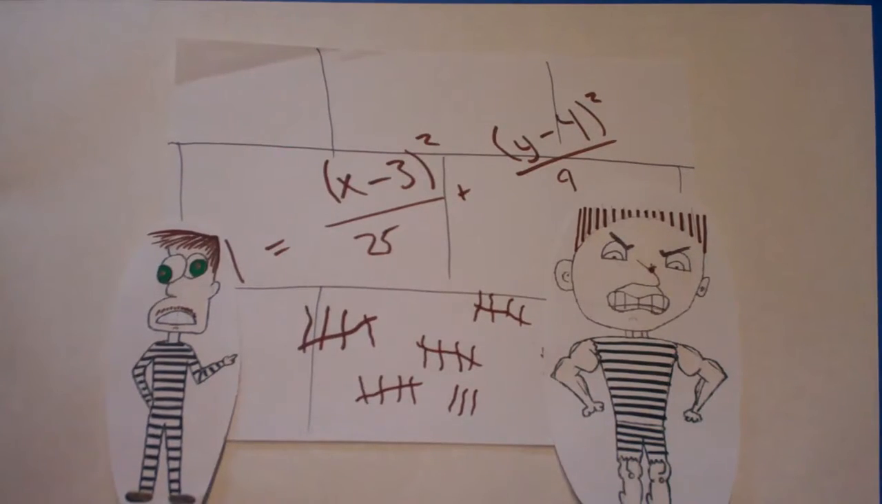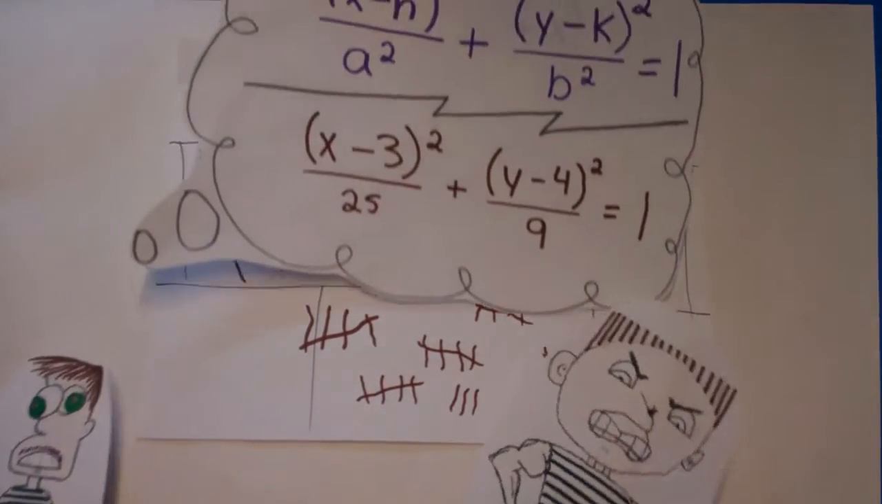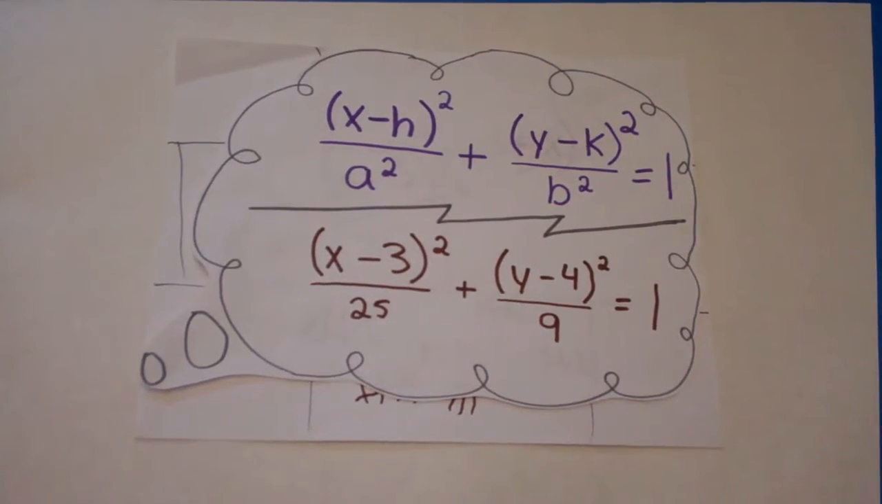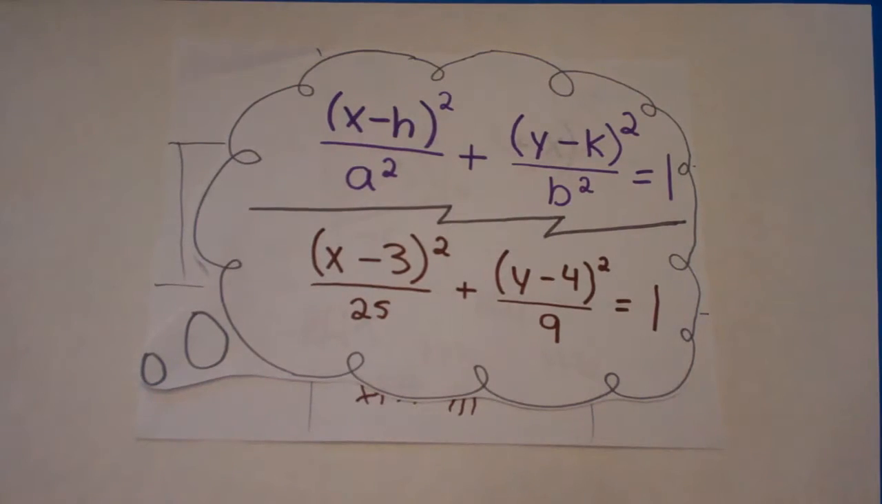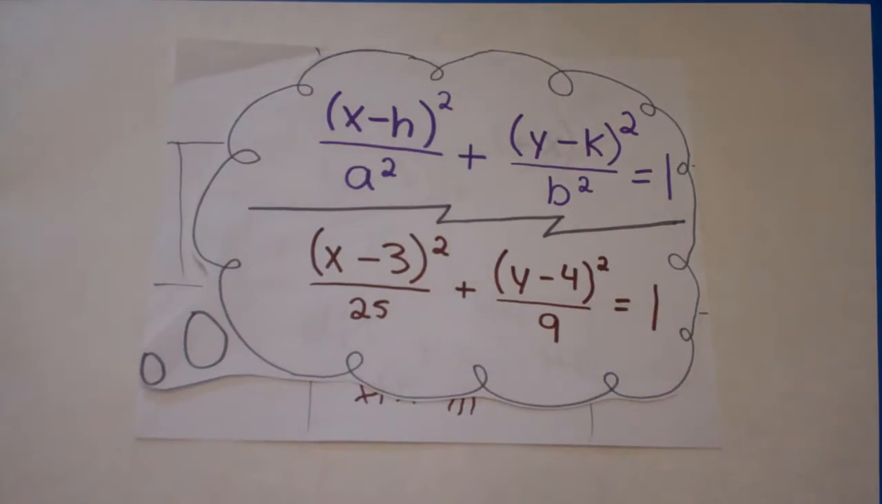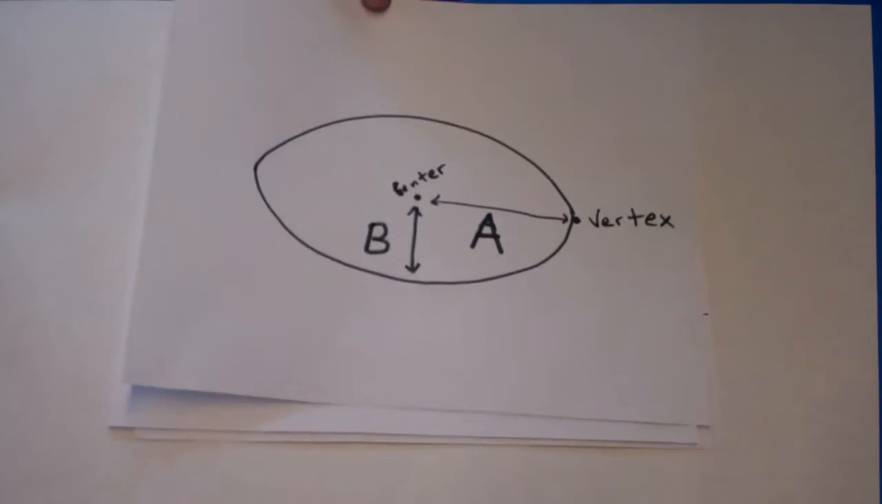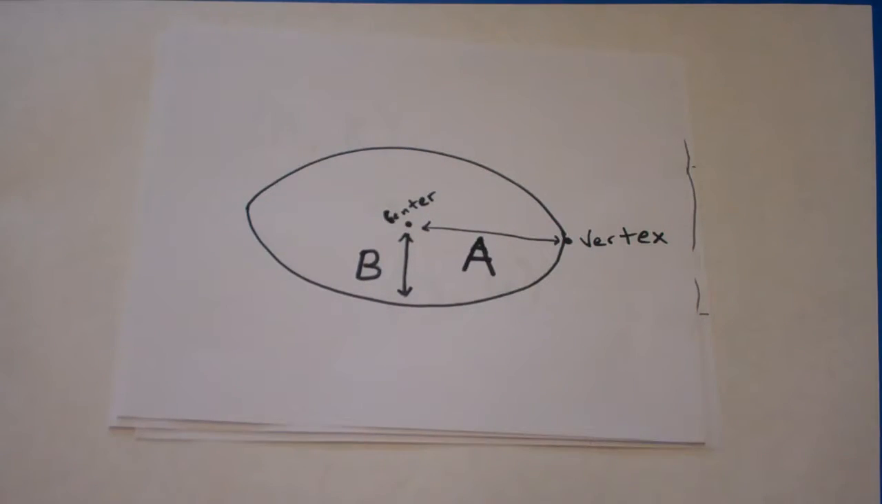Oscar explains to Brutus, the general formula of an ellipse is 1 equals (x minus h) squared over a squared plus (y minus k) squared over b squared. The center of the ellipse is represented by the coordinate (h, k), so the center of the island, according to this equation, would be at (3, 4). a and b represent the distance between the center of the ellipse and the farthest points of the ellipse on the x and y axes, respectively.